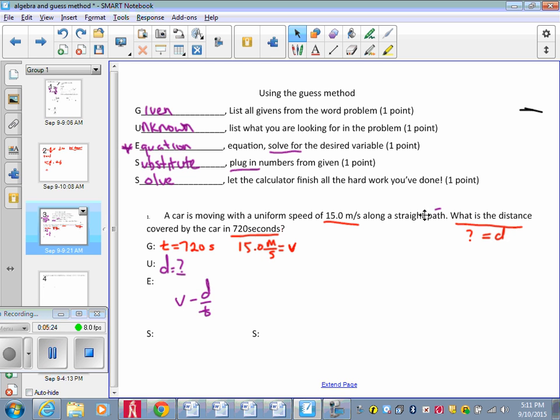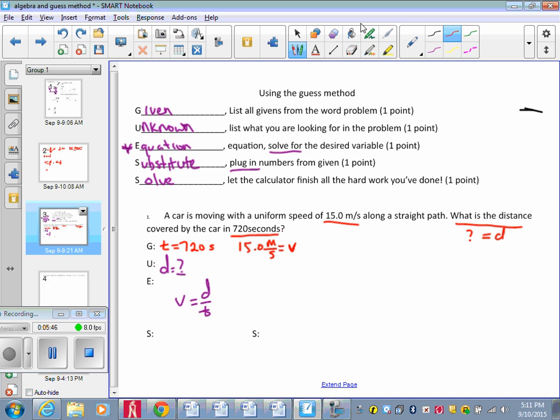Can I just steal this equation right here? No, I cannot, because what did it say for equation? Solve for the desired variable. And what do I desire? I desire whatever my unknown is. Displacement. So I cannot just use that equation. But what I can do is solve for d.